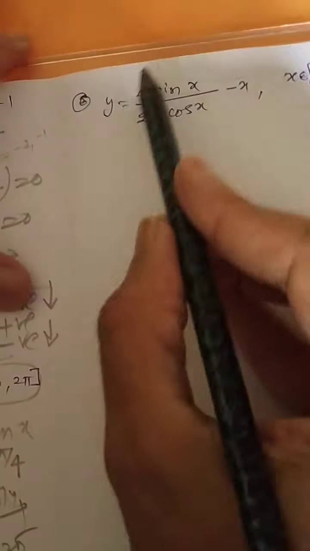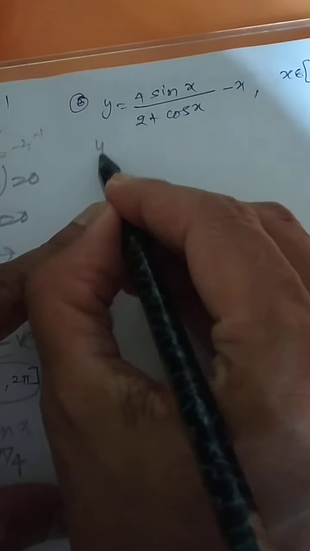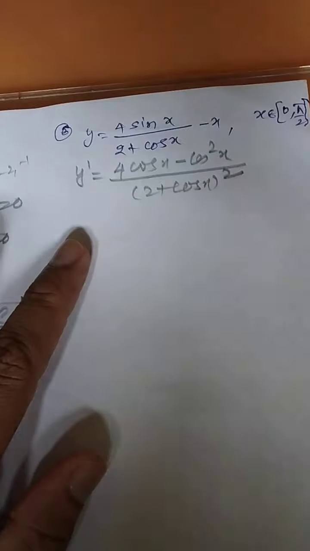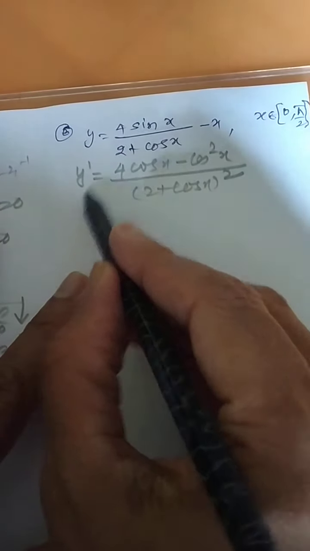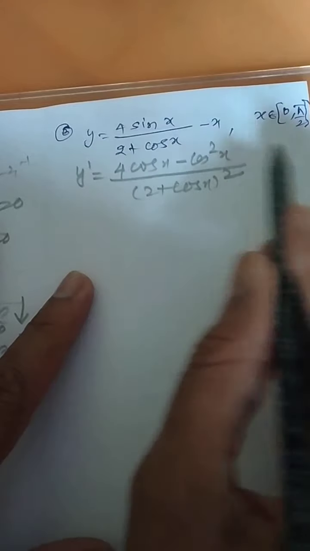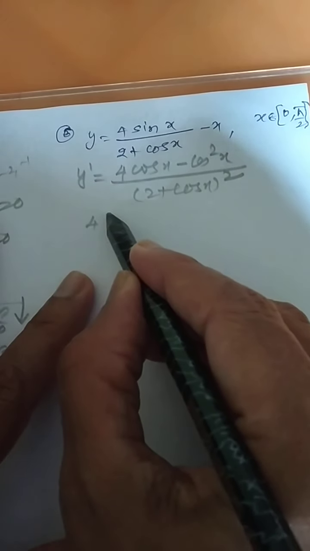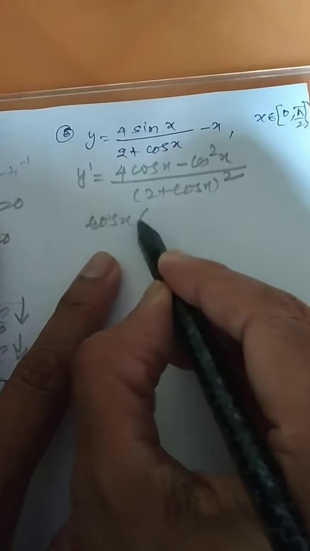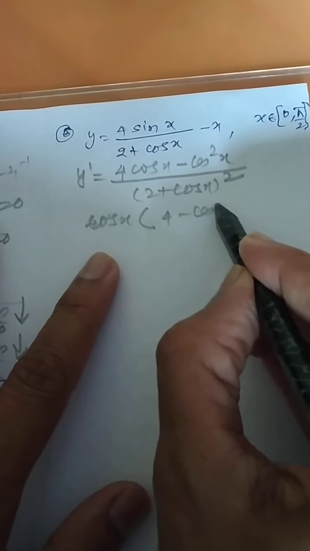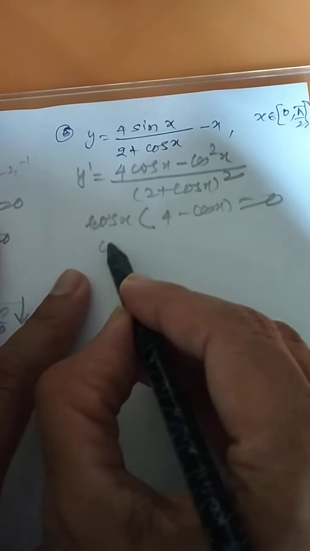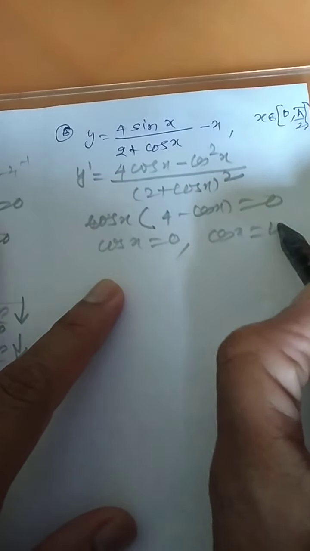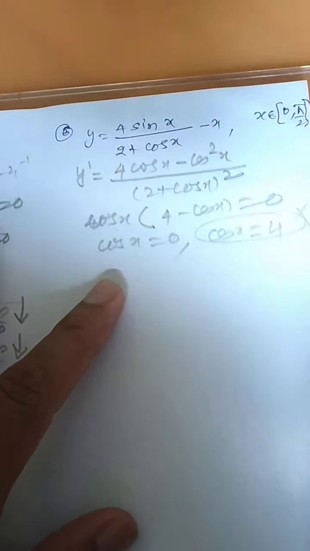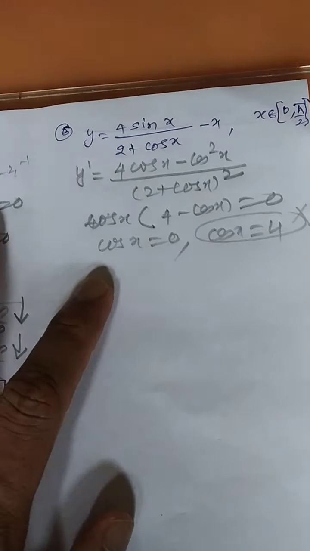See one more question. Now dy by dx, y dash, will be equal to, so you will get the differentiation like this. It will be equal to 0. That means the numerator must be equal to 0. So I can take out cos x common, and it will be cos x times (4 minus cos x) equal to 0. Now you are getting two cases. One is cos x is equal to 0 and the other is cos x is equal to 4. But this is not possible, so we should think about cos x being equal to 0.